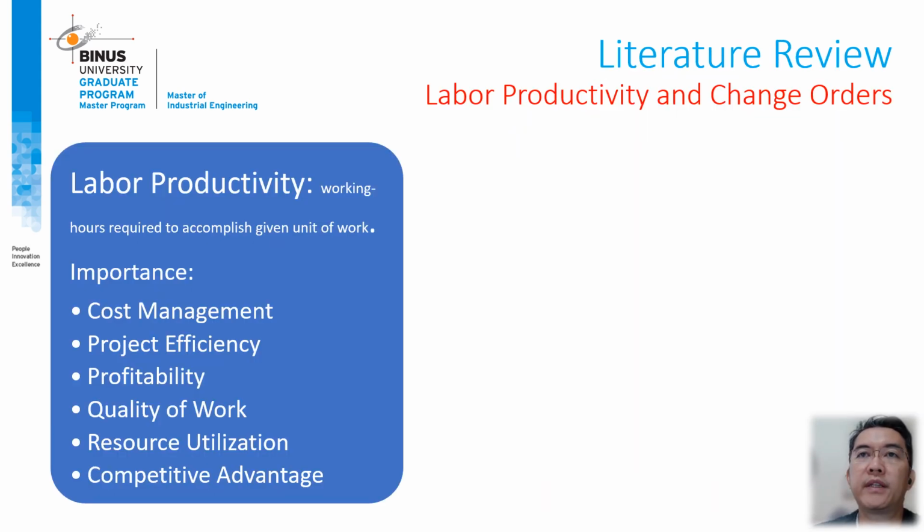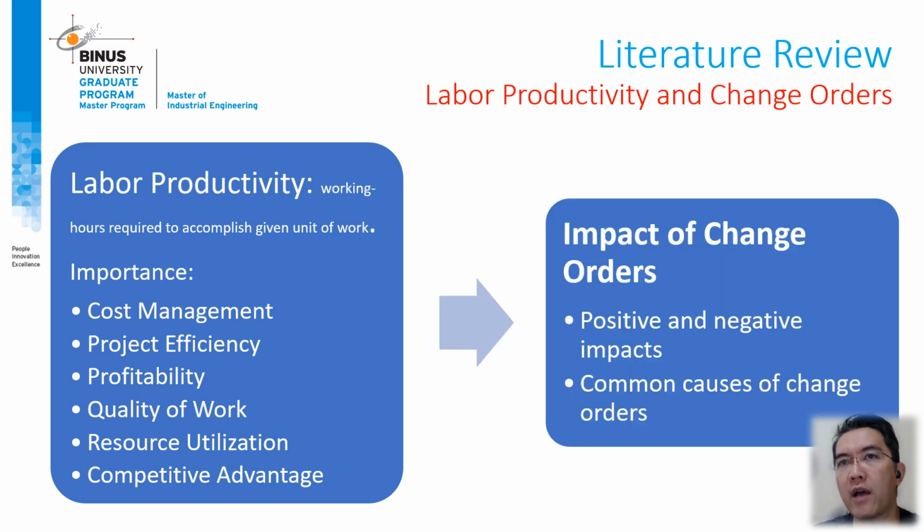Labor productivity is a critical metric in the construction industry and is defined as the working hours required to accomplish a given unit of work. It directly affects the project timelines and costs. Change orders can have both positive and negative impacts on a project.